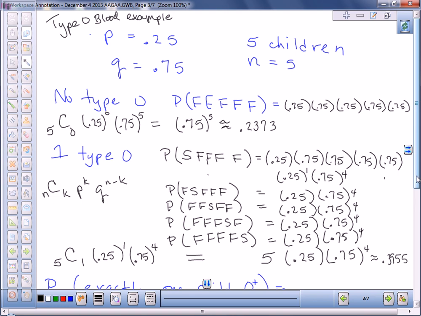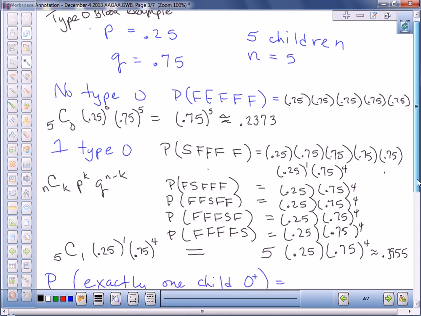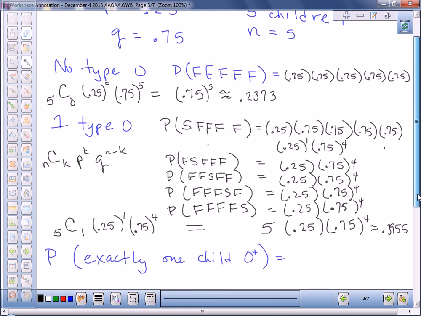Yes, ma'am. So one of them was type O. That was in front of the probability of one of them being type O. This is one child with type O blood. Okay, so yes, I should have written it out like that. This is the probability of one child with type O blood. And so you get the probability of any of them having type O, or being a success, of each of them, and you multiply it by 5 because that's the number of kids.